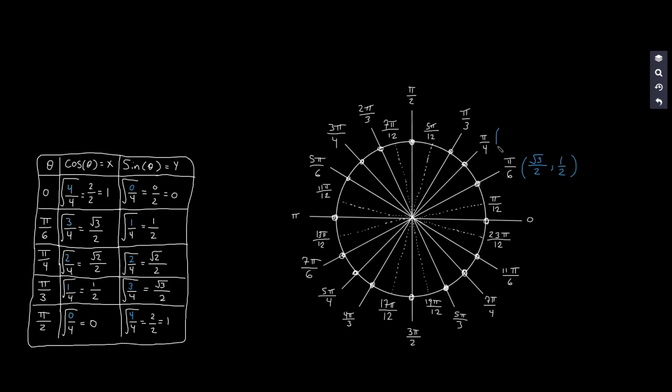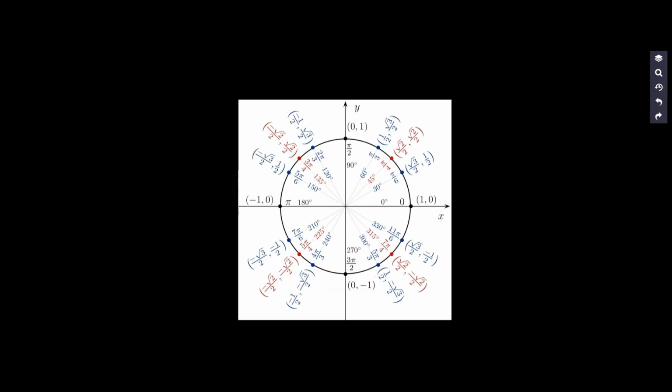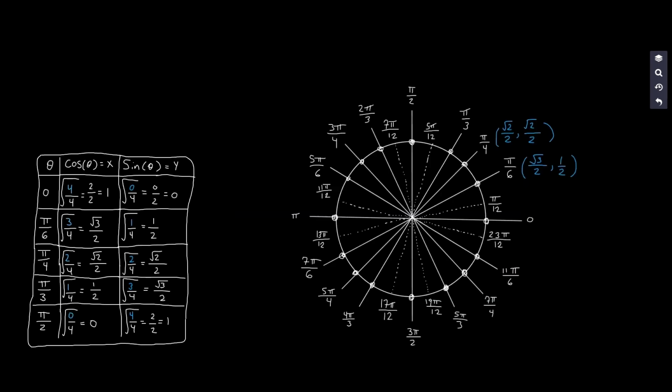Pi over 4. Well, we need the x coordinate for pi over 4, so let's look at cosine pi over 4: root 2 over 2. Okay, what about the y coordinate? Well, we're looking at pi over 4. That's going to be root 2 over 2. Both of them are root 2 over 2. Let's just check. Nice. Let's do the next one.